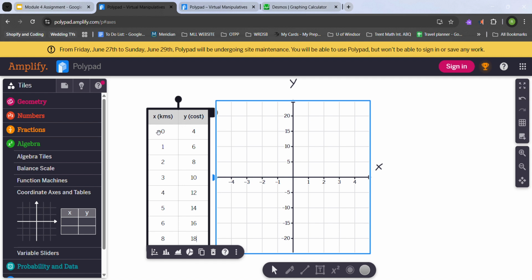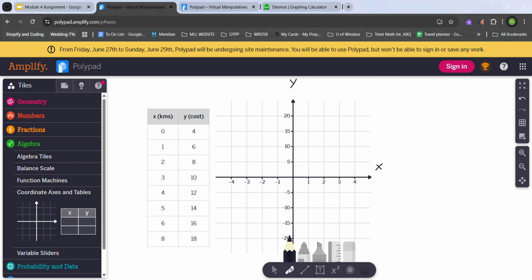So at 0 kilometers, we were at $4. So if I grab my pen here, and if I'm at 0 kilometers, that means that we are right on the y-axis, right? I will be at $4. So I'm going to plot a point right there. Next, at 1 kilometer, we're at $6. So here's the 1 kilometer, and we're just above the 5 line. So I'm going to put it about here, and so on.